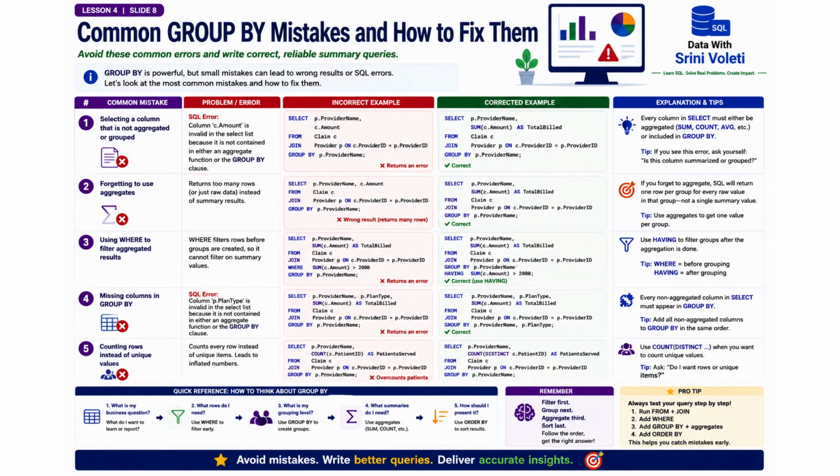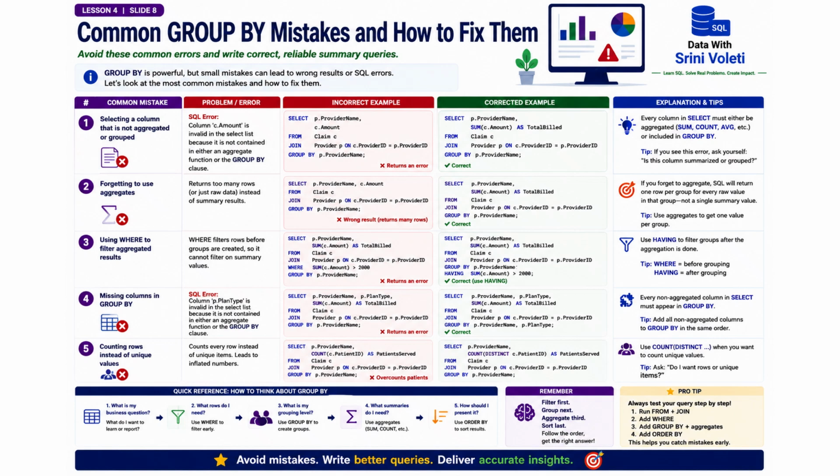Look at the reminder box. It summarizes the entire SQL workflow we have learned. Filter first, group next, aggregate third, sort last. Following this order keeps your queries organized and prevents many common mistakes.